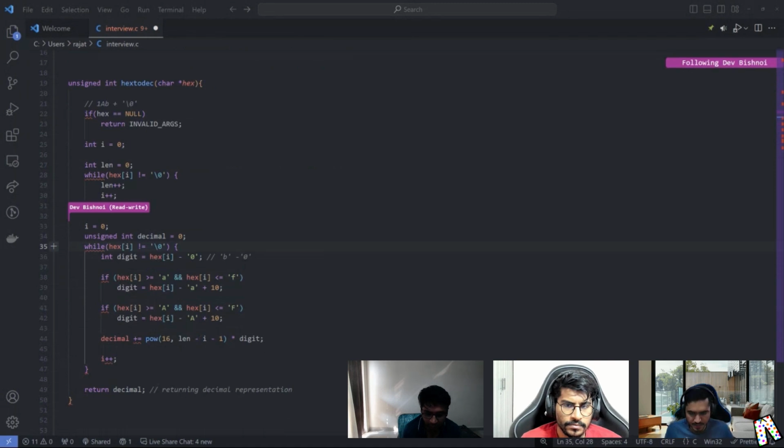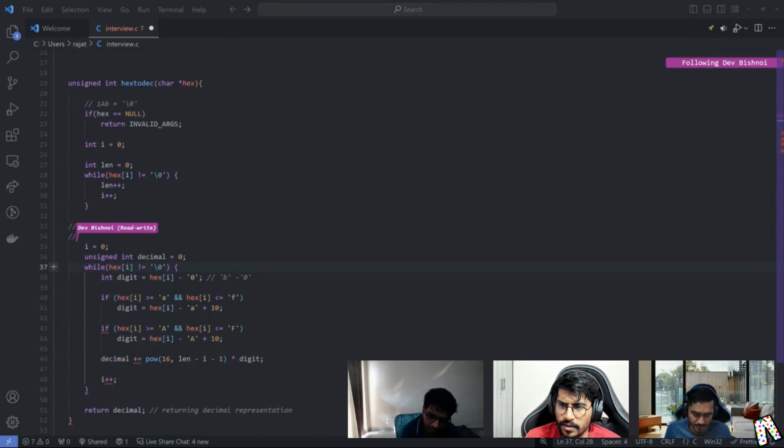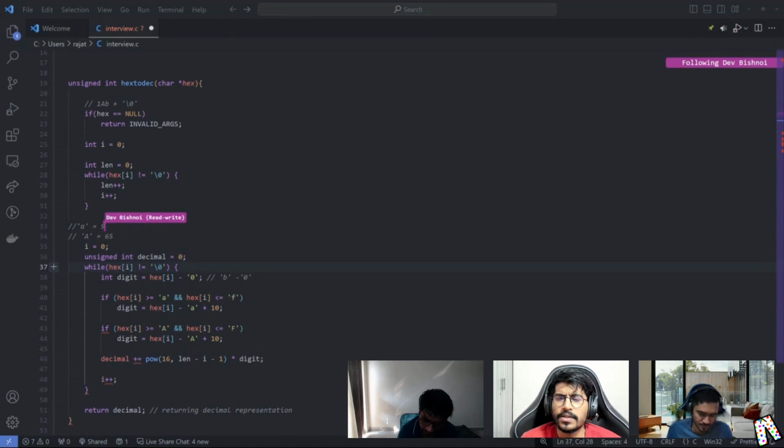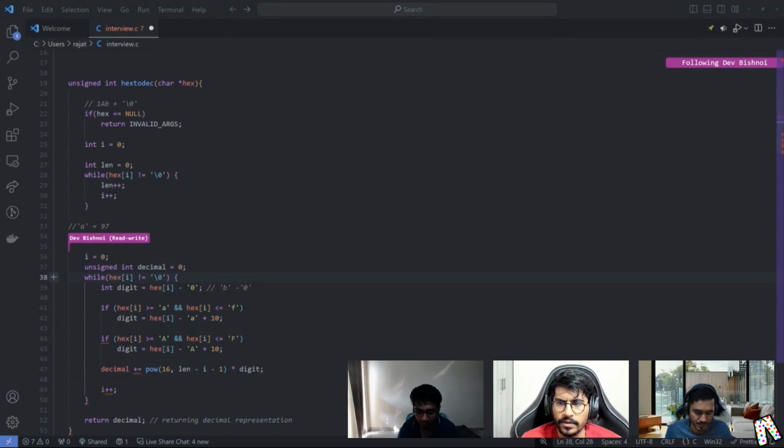Okay, so can someone tell me what is the ASCII value of this character? A small, I think, 96. Okay, and then that is 65. Yeah, capital A is 65. Okay. Sorry, 97. My bad. 97, 65, and the 0 starts from 48. Yeah.